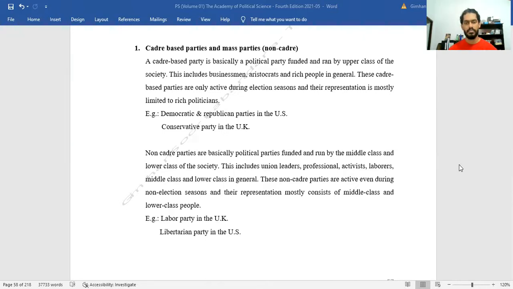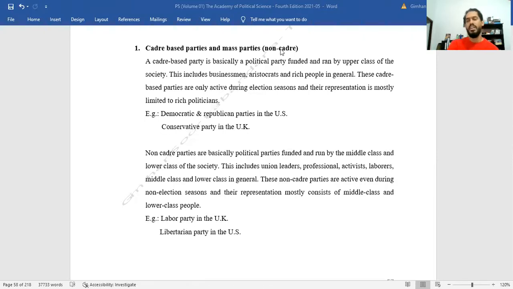Non-cadre parties are basically political parties funded and run by the middle class and lower class of society. This includes union leaders, professional activists, laborers, middle class, and lower class in general. These non-cadre parties are active even during non-election seasons, and their representation mostly consists of middle class and lower class people. Example, Labour Party in the UK, Libertarian Party in the US.